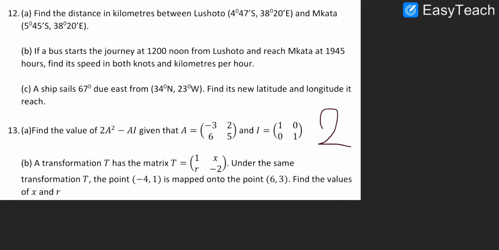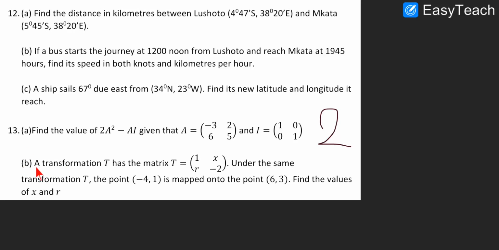Today we are going to make corrections concerning question number 13. For question 13a, it says you need to find the value of 2a squared minus ai, given that a equals this one and i equals this one. I think there is no problem concerning this question. Let us shift to question number 13b.